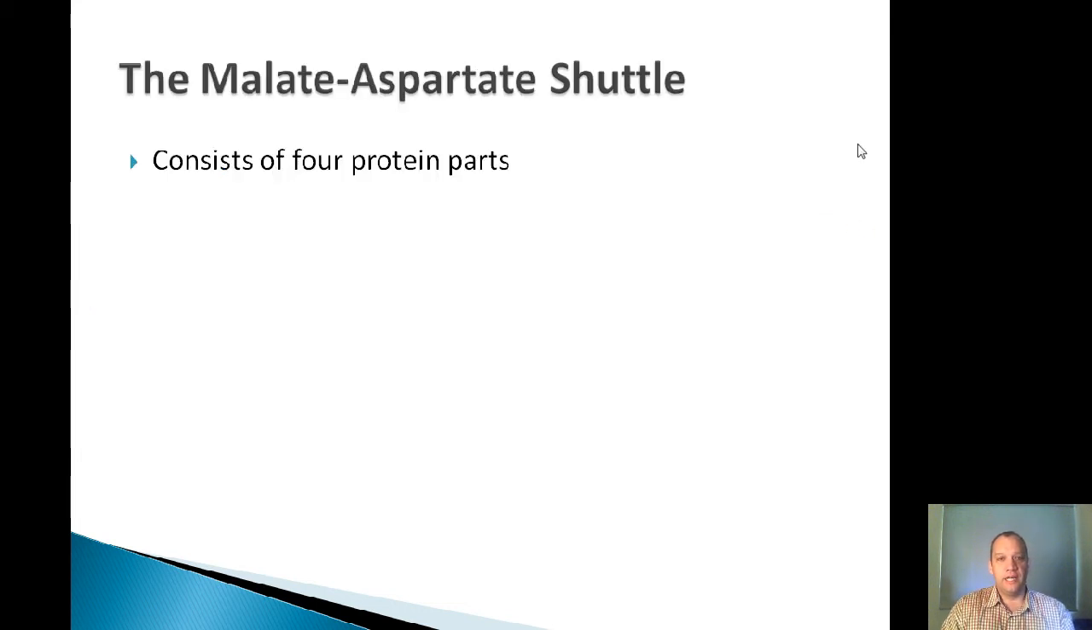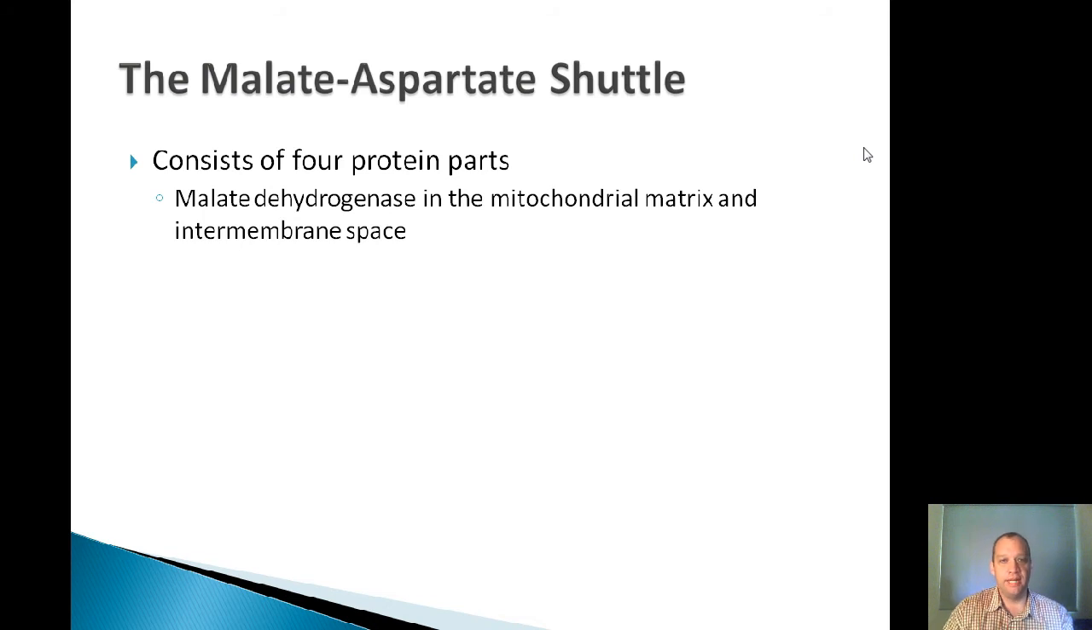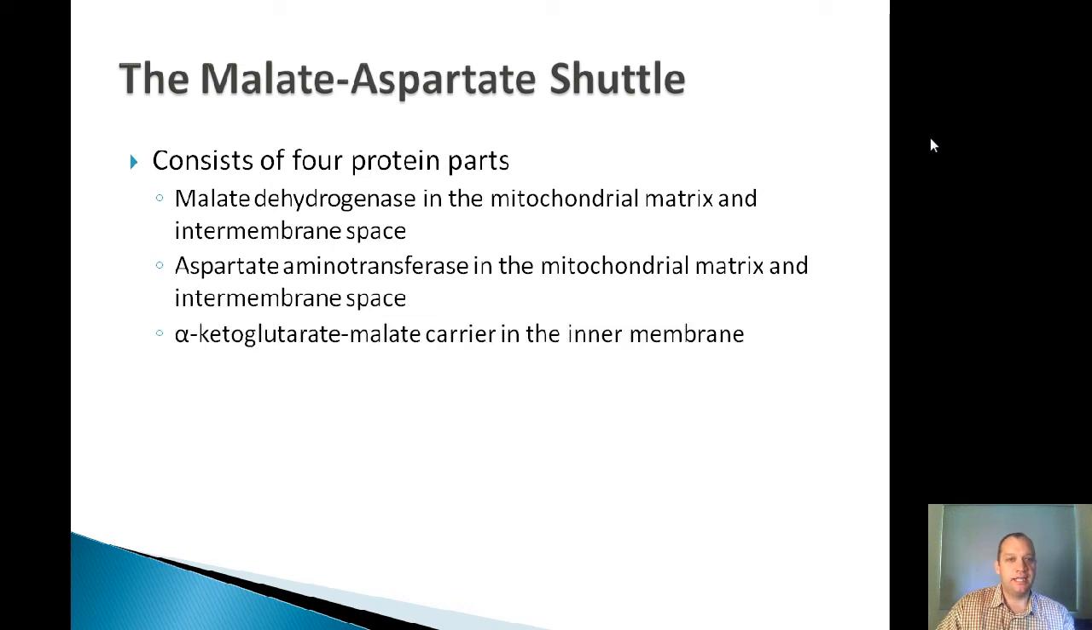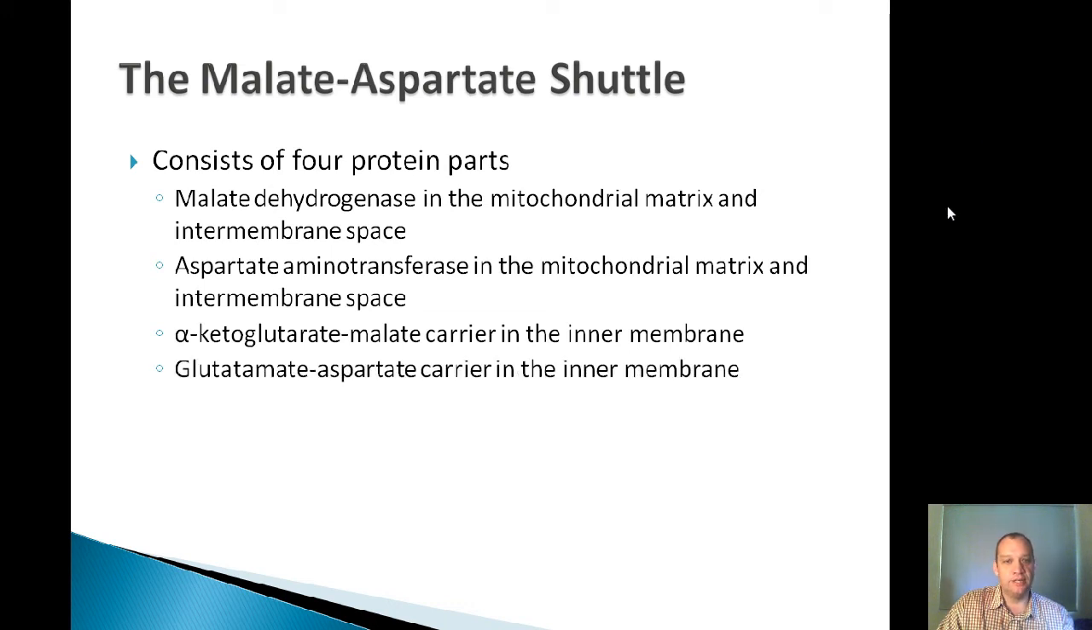The other shuttle is slightly more complicated. It's called the malate-aspartate shuttle, but it does allow a greater amount of energy to be harvested. It consists of 4 protein parts: a malate dehydrogenase in the mitochondrial matrix, and another one in the intermembrane space. It also has an aspartate aminotransferase in the mitochondrial matrix and in the intermembrane space. It has an alpha-ketoglutarate malate carrier in the inner membrane and a glutamate aspartate carrier in the inner membrane.